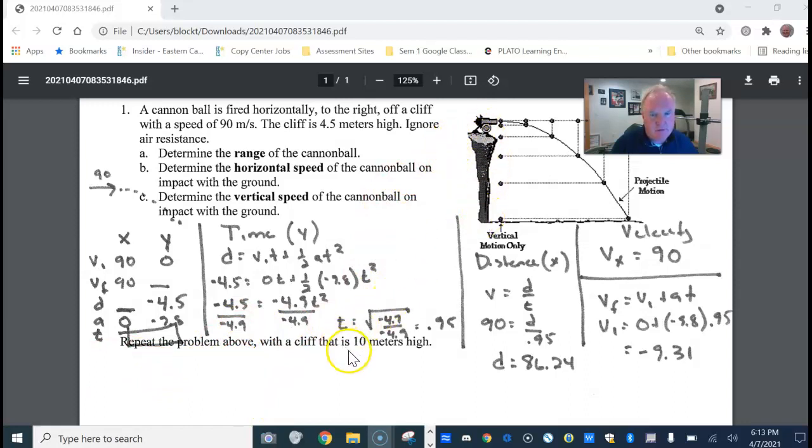So the next one is going to be, instead of 4.5 meters high, 10 meters high. What will change? Well, in this first section, the only thing that's going to change is this negative 10. It'll be negative 10 instead of negative 4.5. But that's, of course, going to change everything. You'll have negative 10 here instead of 4.5. You'll have a longer time, right? And that longer time will lead to a longer distance and a faster final y velocity.